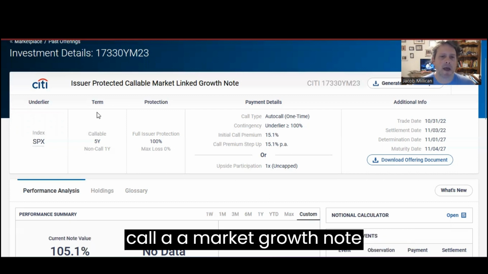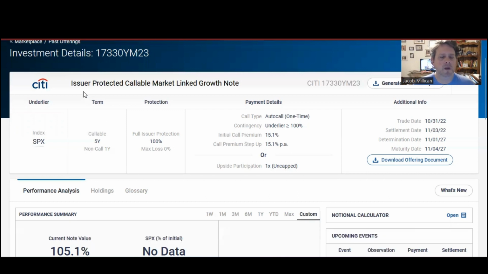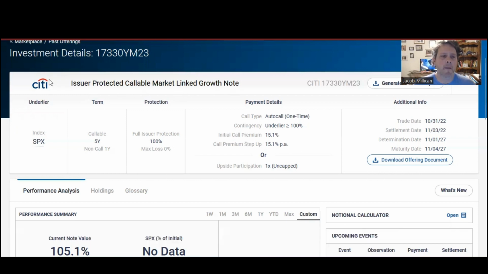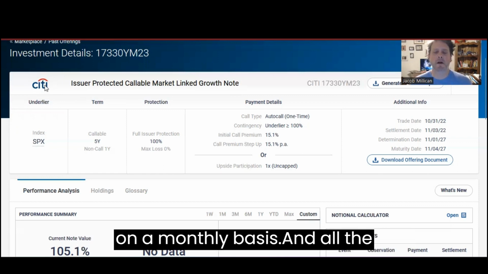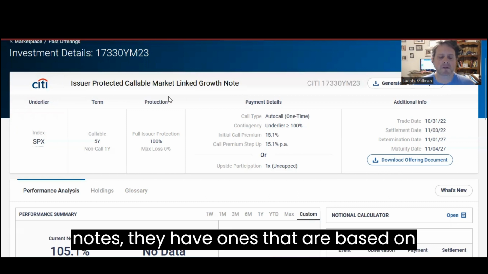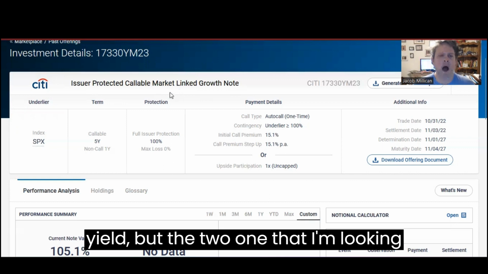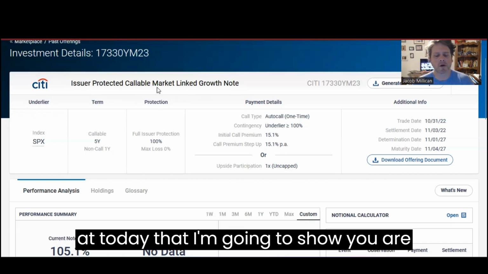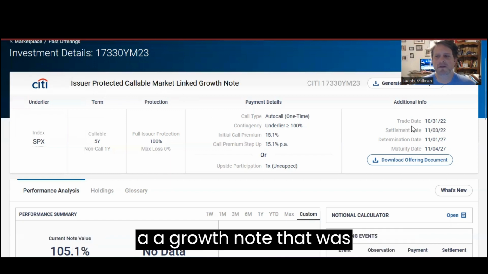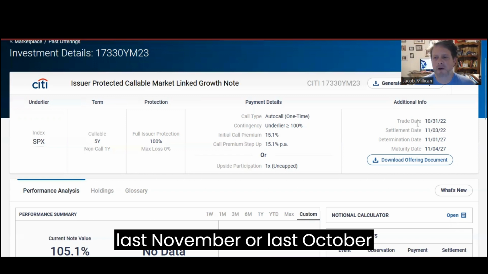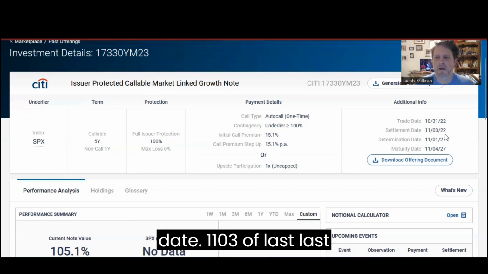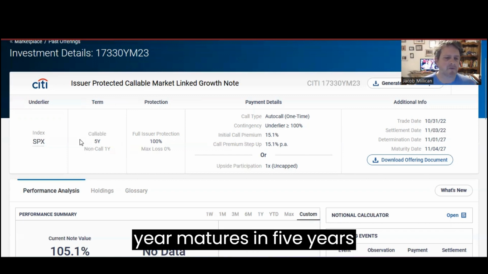So this is what they call a market growth note, an issuer protected callable market linked growth note from Citibank. All these notes are released essentially on a monthly basis. And all the banks have growth and income notes. They have ones that are based on yield. But the one that I'm going to show you today is based on growth notes. So Citibank had a growth note that traded on 10/31 of last year, settlement date 11/03, and it matures in 5 years.